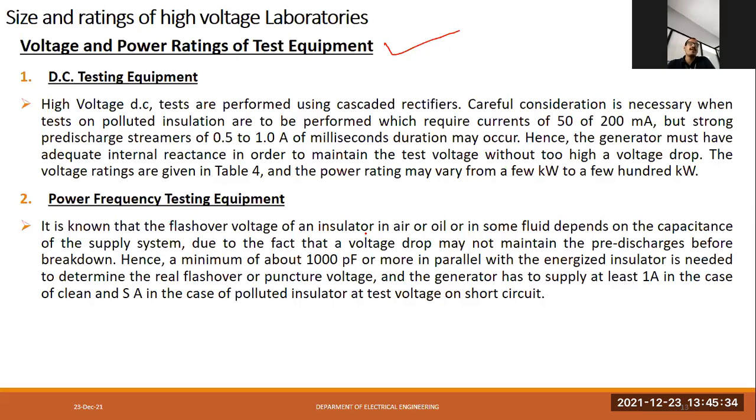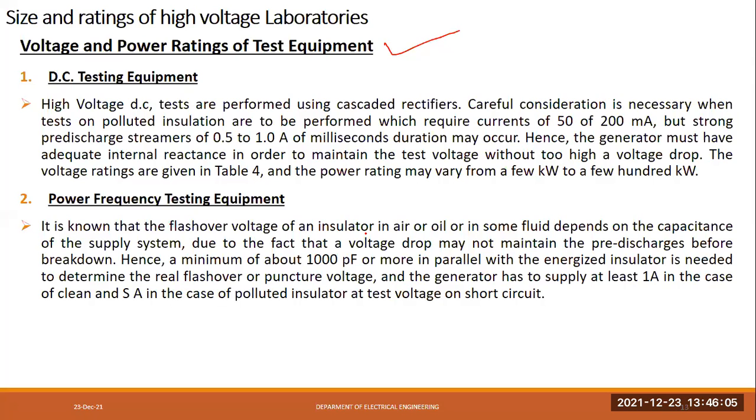So that breakdown will not occur properly, and at that moment you will see that the capacitance value should be around 1000 picofarad, or more in parallel, that should be needed. Why? Because to determine the real flashover, or there is a puncture voltage. Okay, so it is very simple, and it is a very knowledgeable thing that we are going to understand.